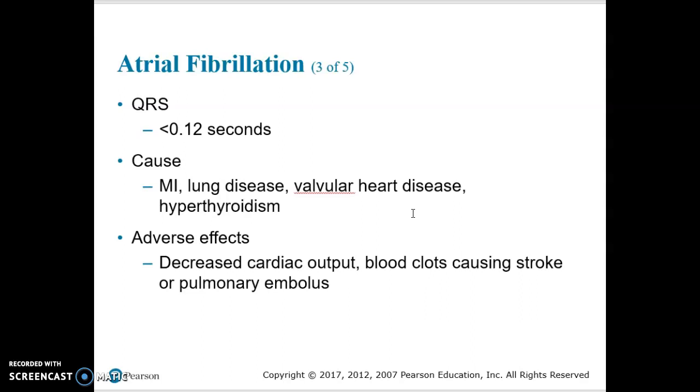It's just sitting there. So one of the big things that we see with this is blood clots, strokes, myocardial infarctions, pulmonary embolisms, because that blood is just sitting there clotting and sloshing around. So that's one of the huge risks that's associated with atrial fib.